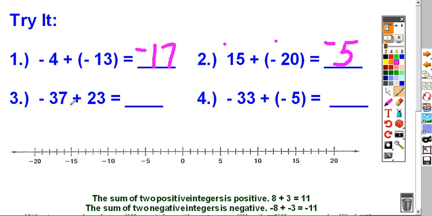Negative 37 plus 23, subtract them and take the sign of the larger, 14, and you have negatives. The very last one, you combine them and you get 38, and you know that they're both negatives. I hope that helped.